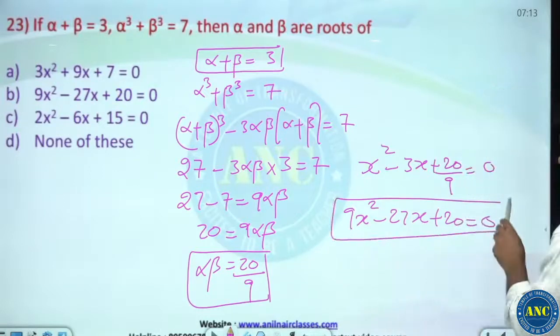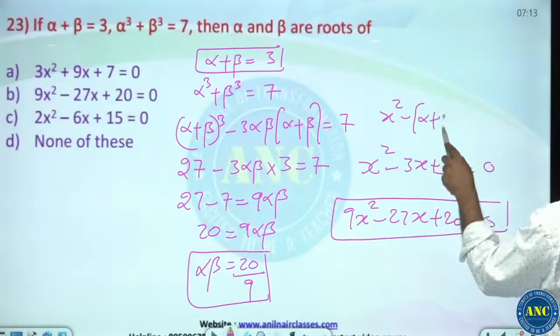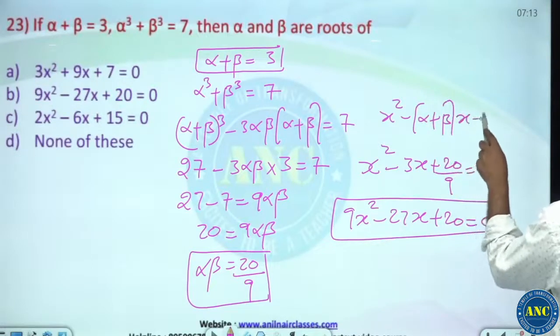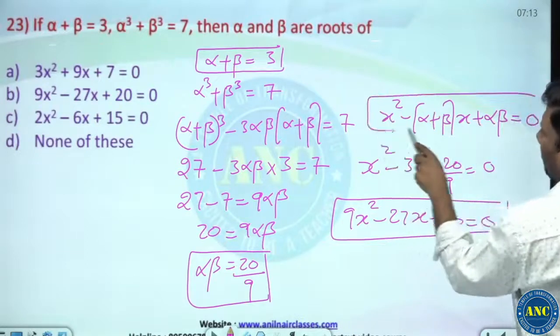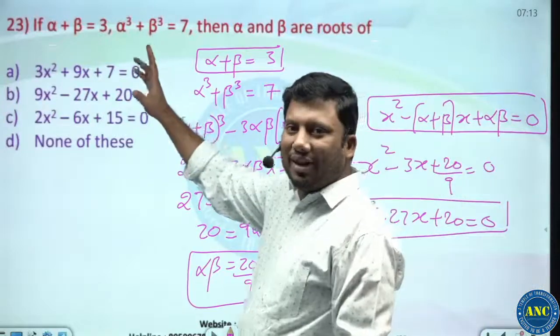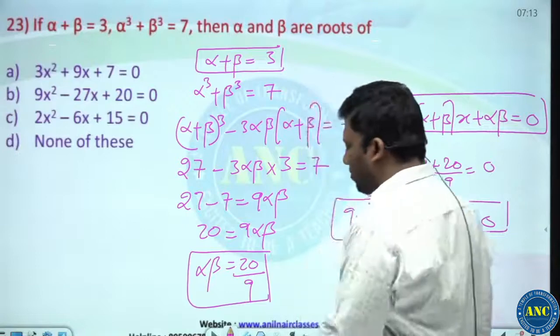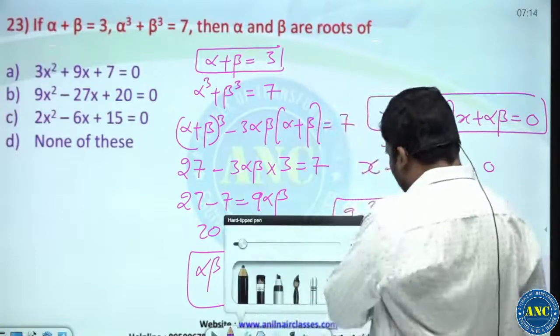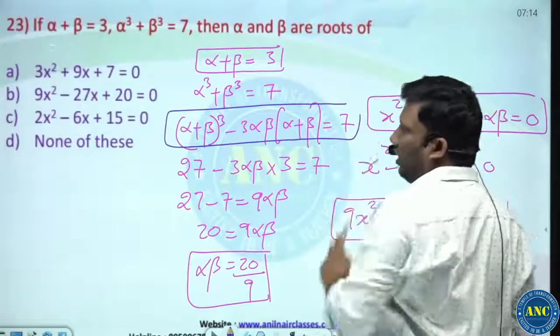Just finding out the product of the roots. The generic form of a quadratic equation is given by x square minus (alpha plus beta)x plus alpha beta equivalent to 0. Sum of the roots is given as 3. From the product of the roots, alpha cube plus beta cube. Substitute: a cube plus b cube is given by (a plus b) whole cube minus 3ab into (a plus b).